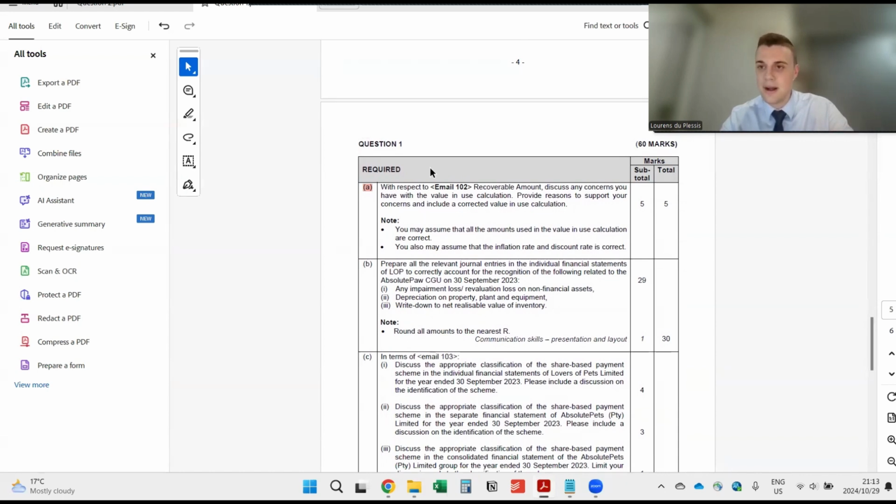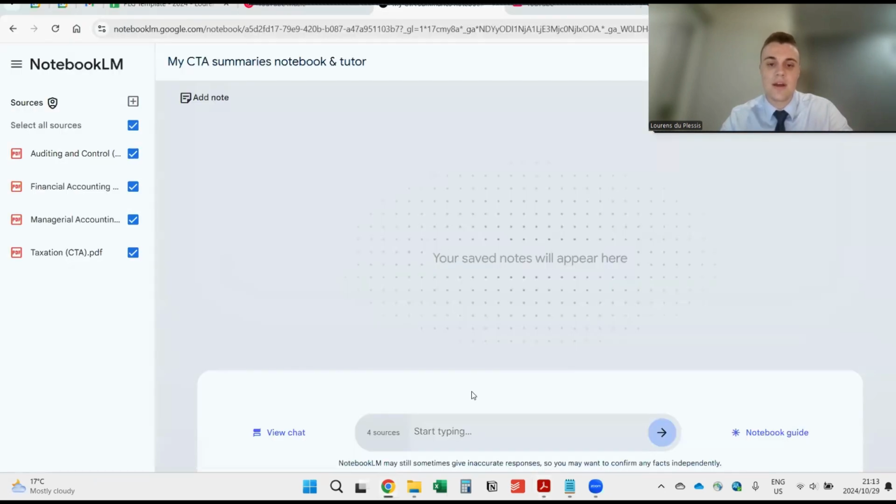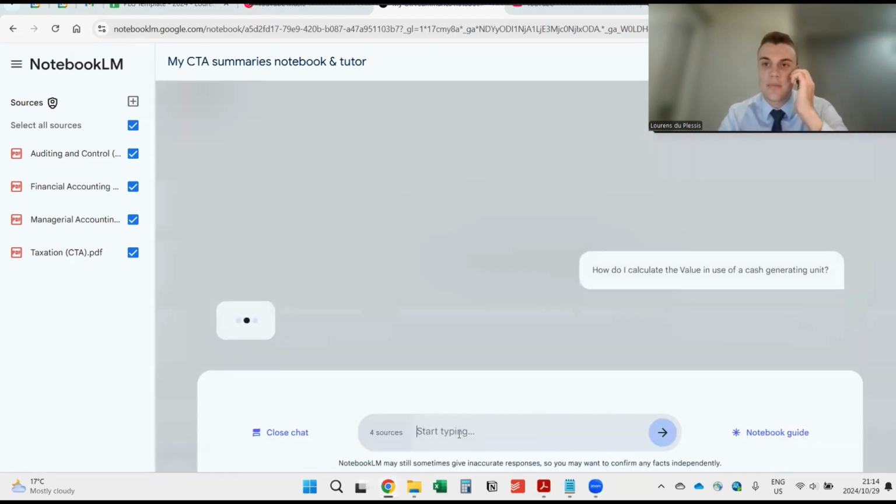So the nice thing about this is, obviously, as you are studying and preparing for the assessment, you can ask your AI tutor this question, and you can actually save the response and revise it a few days before the exam. So let's say, how do I calculate the value in use of a cash generating unit? Let's see what it tells us.